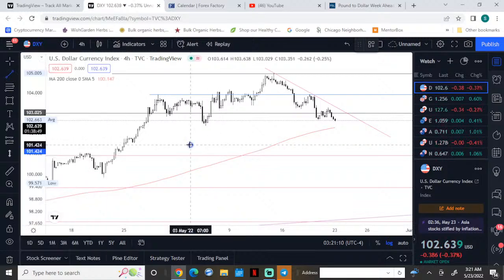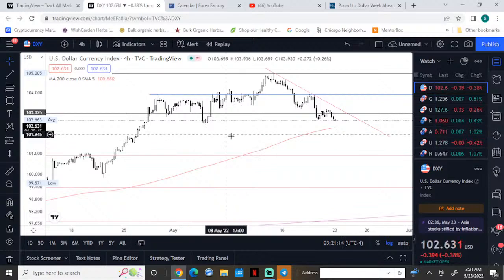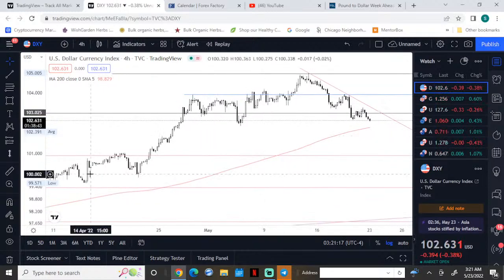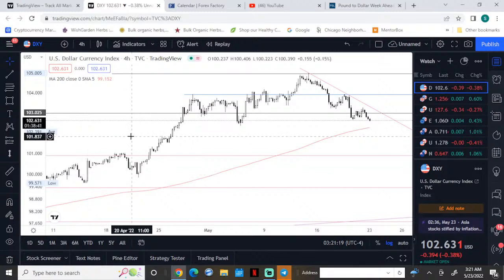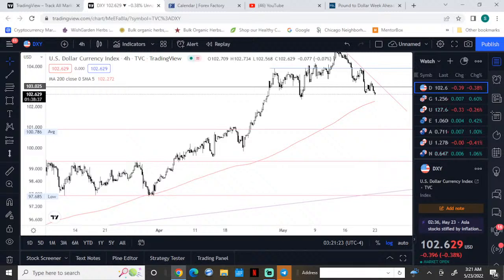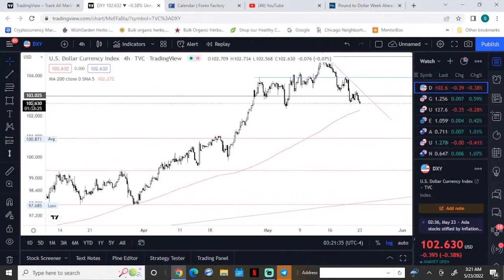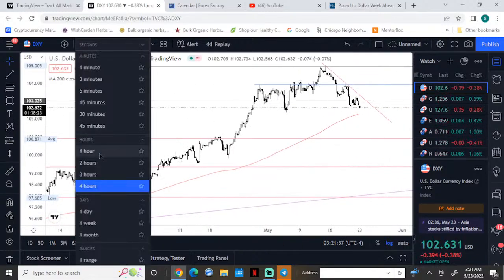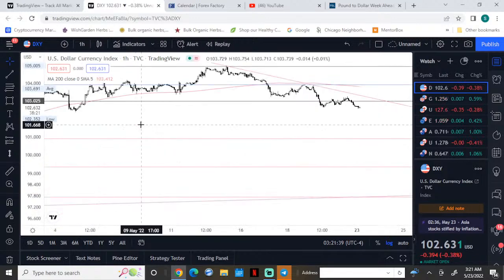Alrighty. I'm gonna wait. I'm not gonna mark it. I wanna see how it reacts. So for now, this is what we have. We can see some clear break and retest on these zones. I'm gonna go down to the 1-hour. Let's see what we got on the 1-hour.